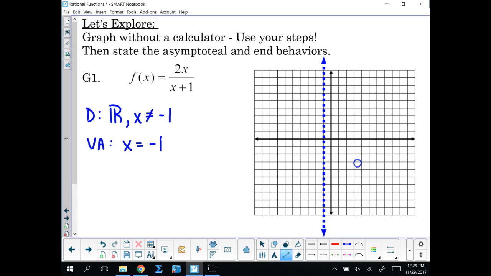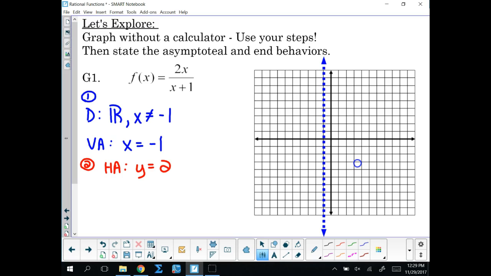Okay? So that, ladies and gentlemen, is step number 1. Now, we go to step number 2. Step number 2 says, find your horizontal asymptote. Degree of the numerator, 1. Degree of the denominator, 1. They are the same. So my horizontal asymptote is y equals 2 over 1, which is 2. So y equals 2.